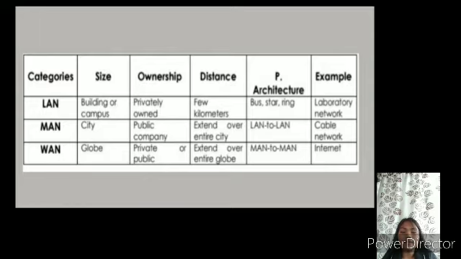Then last is WAN. The size of a WAN is the globe. The ownership is private or public. Then the physical architecture is MAN to MAN. And the example of that is the internet.